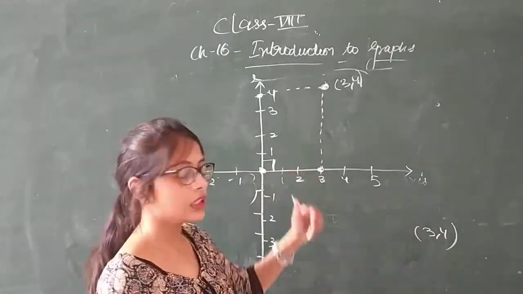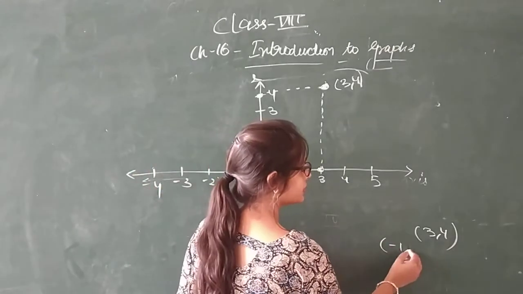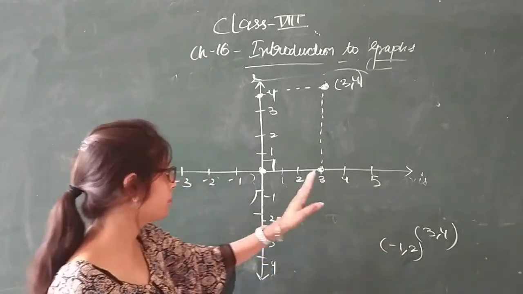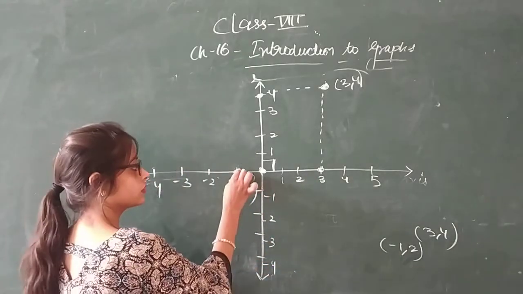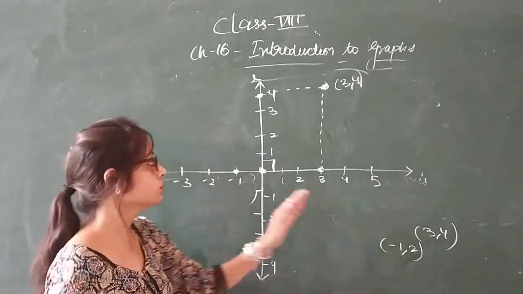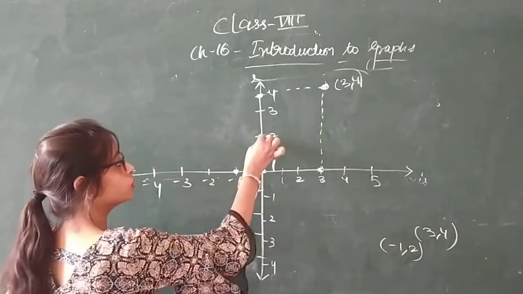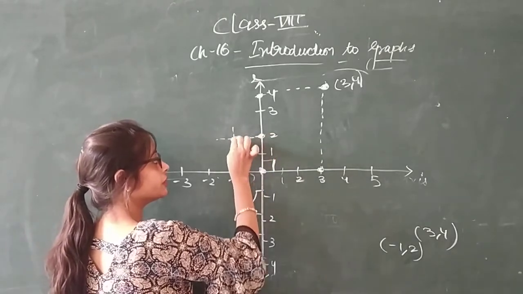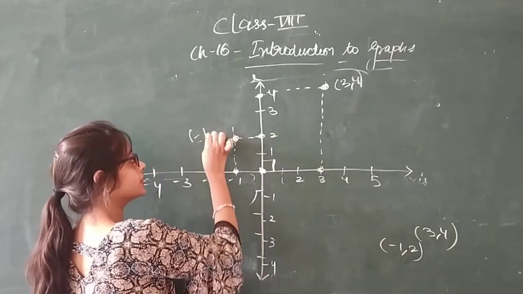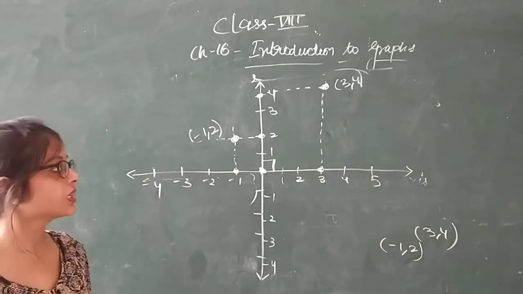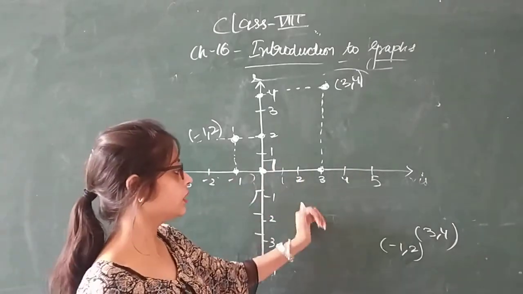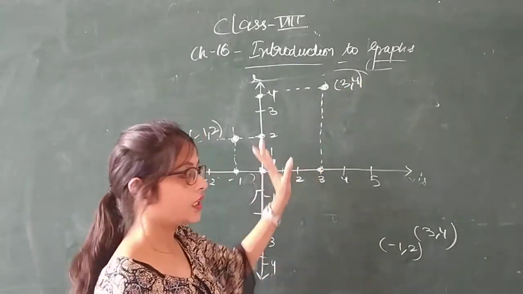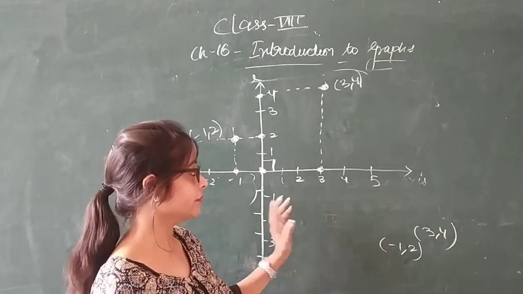Clear, beta? Similarly, if I talk about representing -1, 2: now x is -1, minus will be on the left side. This is -1. Y is 2, this is 2, and when we intersect, this will be the location of -1, 2. Clear? I hope now you are really well aware how to represent the coordinates. This is called the coordinate in the graph or in the plane.